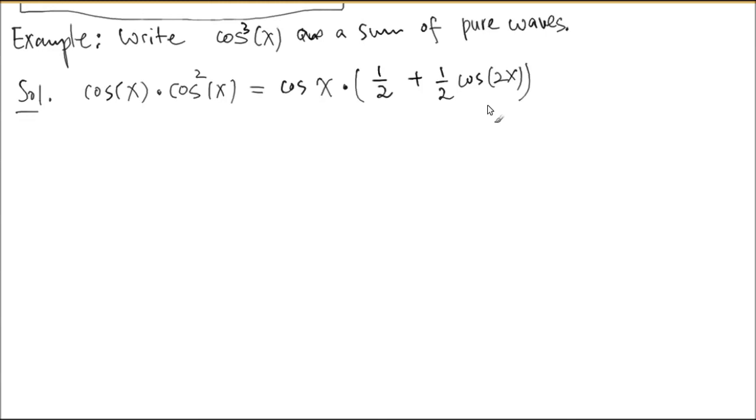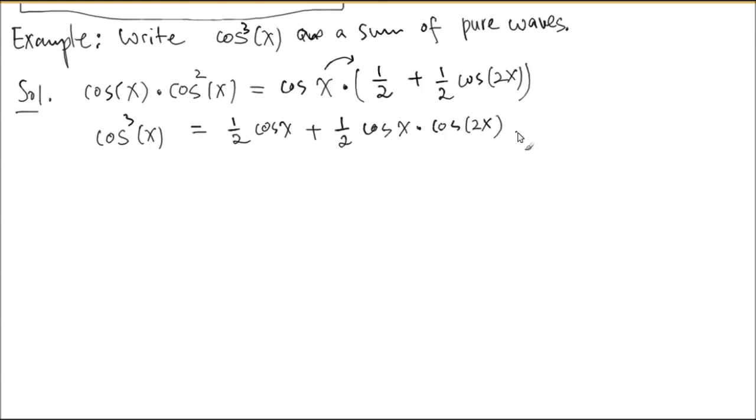But cosine x is going to be multiplied in here, and you mess things up again. So let's do that. This 1/2 times the cosine x. Is that correct? If you distribute that in, cosine x is also multiplied to the other term, which is 1/2 times, amplitude is always in front, cosine x times cosine 2x, period. So the first term became a pure wave, but the second term is not. It's a product of two pure waves.